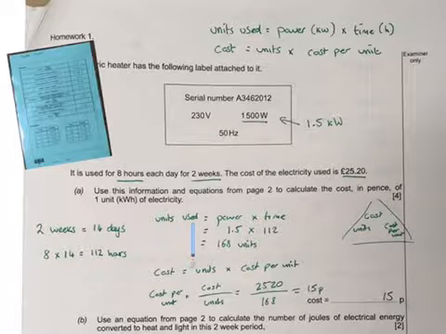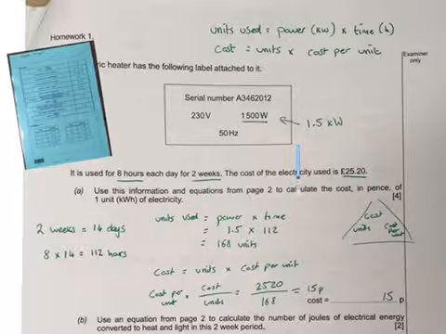I've got my units used equals power times time. That I've got from this formula sheet. So my 1.5, I've already converted 1500 watts into 1.5 kilowatts. Remember, if you're going from small to big, then you're going to divide. And that gives me 168 units.